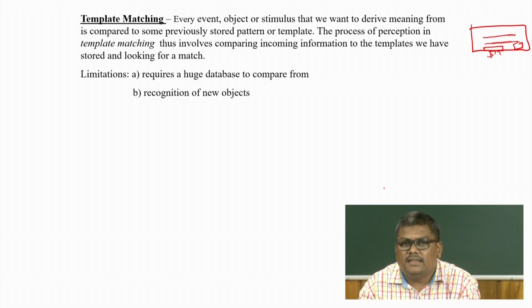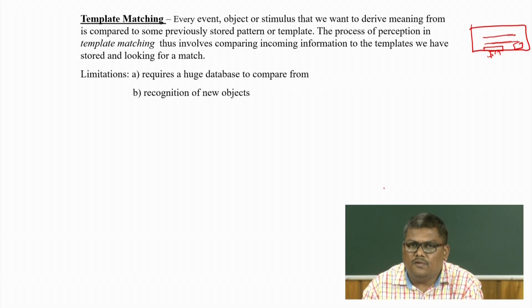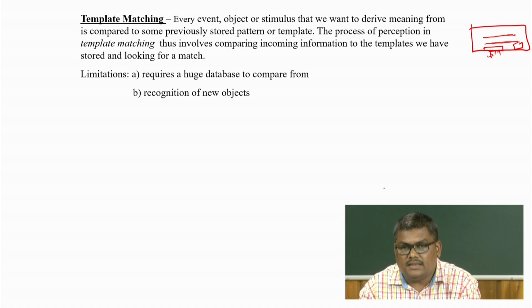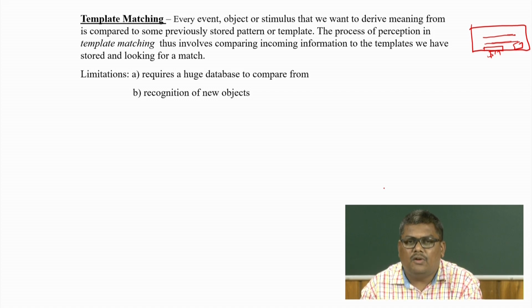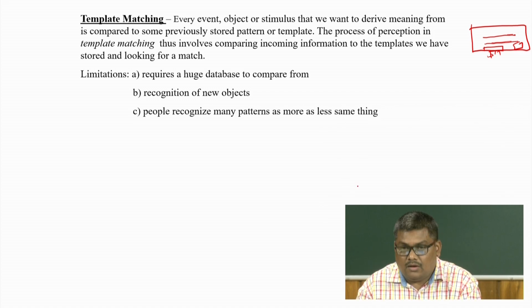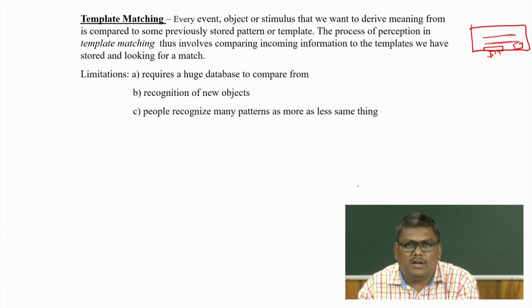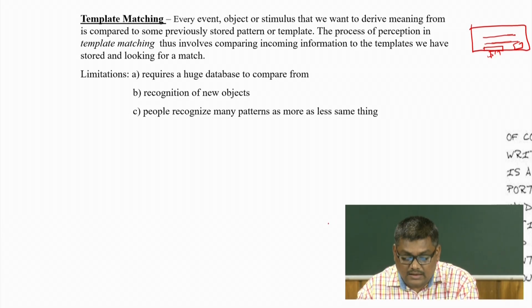So, it does not say what happens if a new model or a new form of object comes in which is a little different from the template. How do you account for that? Also, another interesting limitation of the template matching model is handwriting. A lot of people recognize a lot of symbols as meaning the same thing. So, how does the template matching model actually account for that?